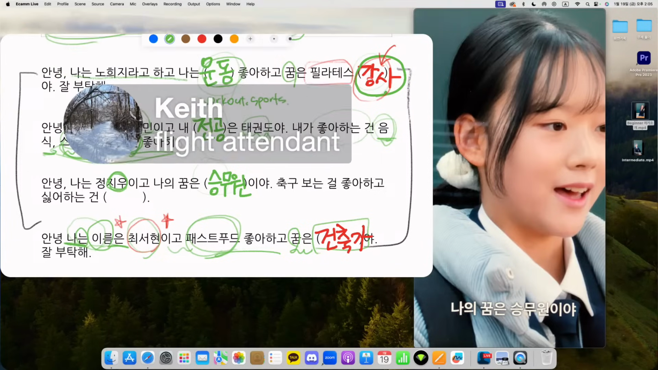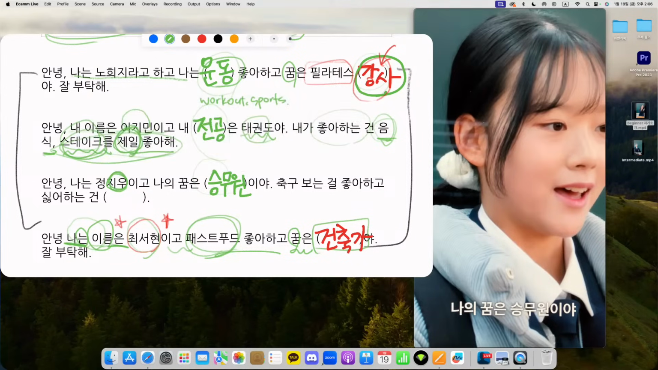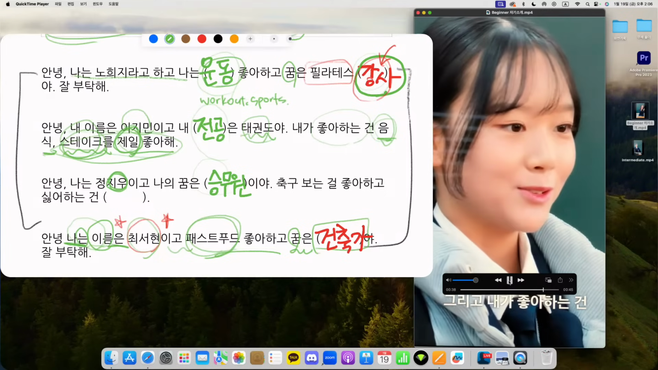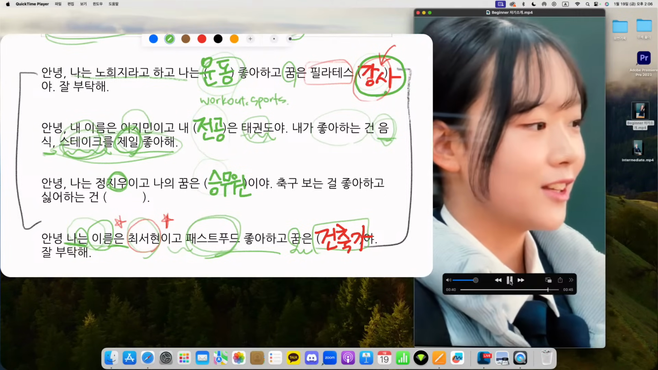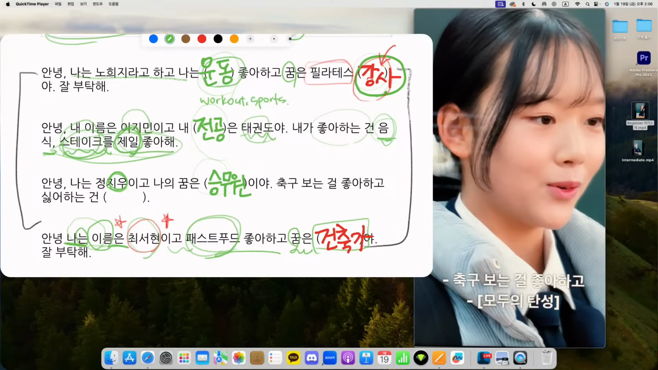Flight attendant라는 뜻입니다. 그래서 승무원 is a highly esteemed, highly regarded job, especially among females in Korea. 네, 승무원이 굉장히 좋은 직업으로 한국에서 이제 여겨지고 있습니다. 그 다음에 뭘 좋아한다고 했죠? What does she like, guys? 내가 좋아하는 건 축구 보는 걸 좋아한대요.